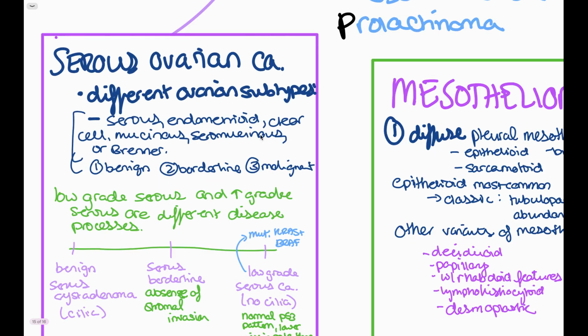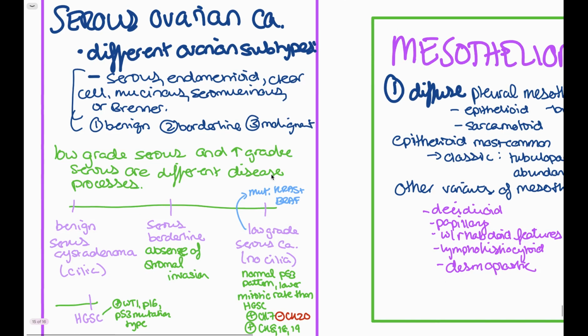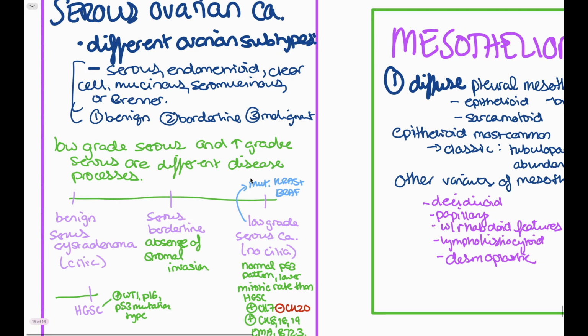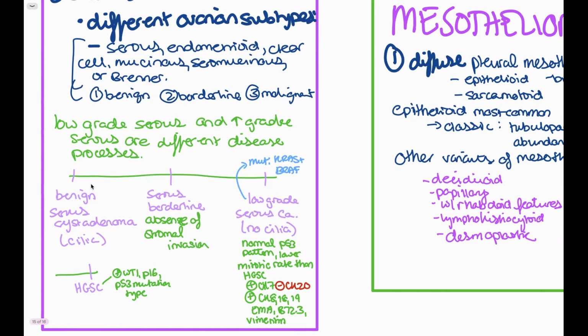And lastly, I just want to talk about serous ovarian carcinoma briefly. There are different ovarian subtypes in general: serous, endometrioid, clear cell, mucinous, seromucinous, or Brenner. And these are all subdivided into benign, borderline, and malignant. So low-grade serous and high-grade serous are actually different disease processes. They were once thought to be continuous on a spectrum, but now they're starting to understand that they're actually two different disease processes. So on the spectrum of benign, borderline, and malignant, we start off with benign serous cystadenoma.